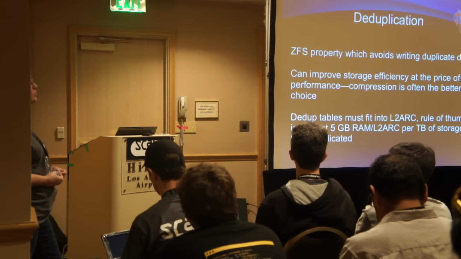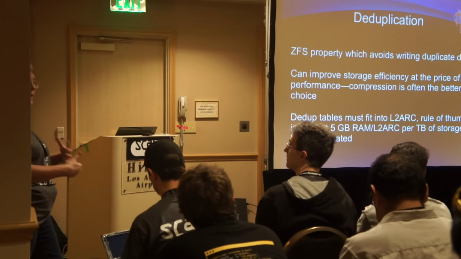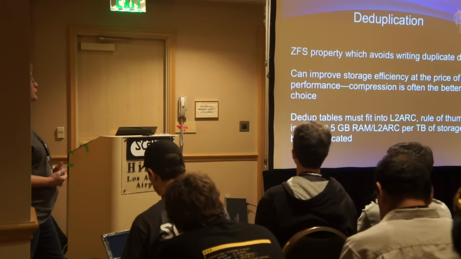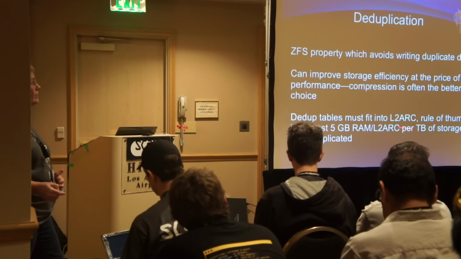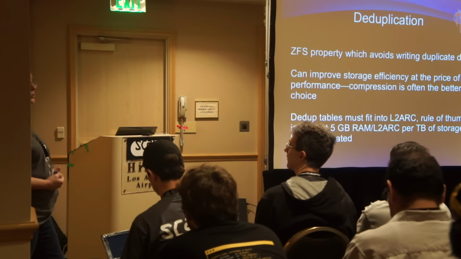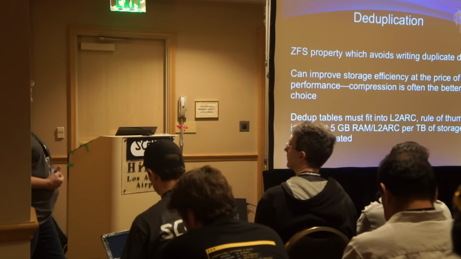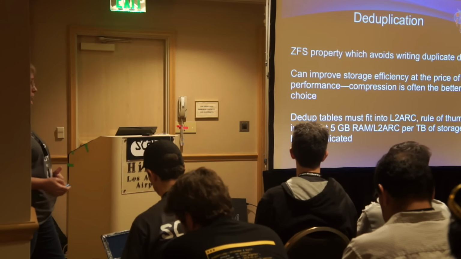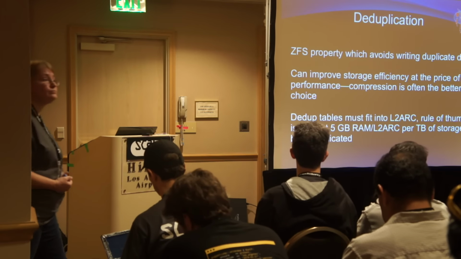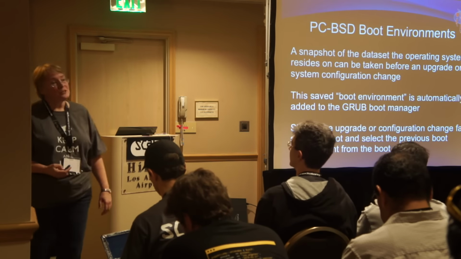The problem with deduplication is that it uses tables to keep track of its disk blocks, so it's not writing duplicate data. All of those have to fit into your ARC and L2ARC, and it will roll the system over if the dedupe tables get too big to fit in there. That's typically the problem that people have. So the general rule of thumb is 5 gigs of RAM or L2ARC for every terabyte of storage. Whereas with compression, you don't need that much RAM.